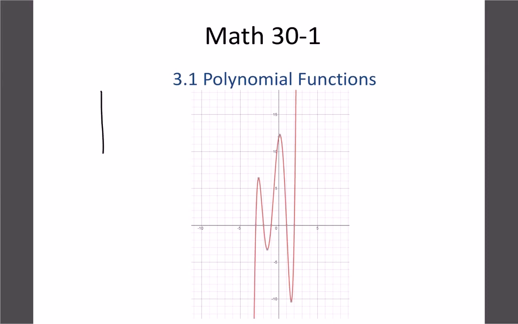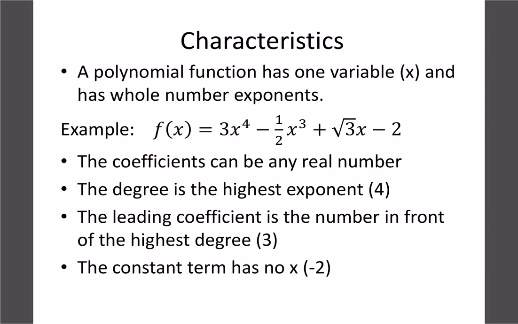You've already done linear functions, which were just a straight line. You also did quadratics in Math 20, which would be curve shapes. Now what we're going to look at is what happens when we get to a third degree, fourth degree, fifth degree, and so on polynomial. So let's start by going through a few characteristics first.